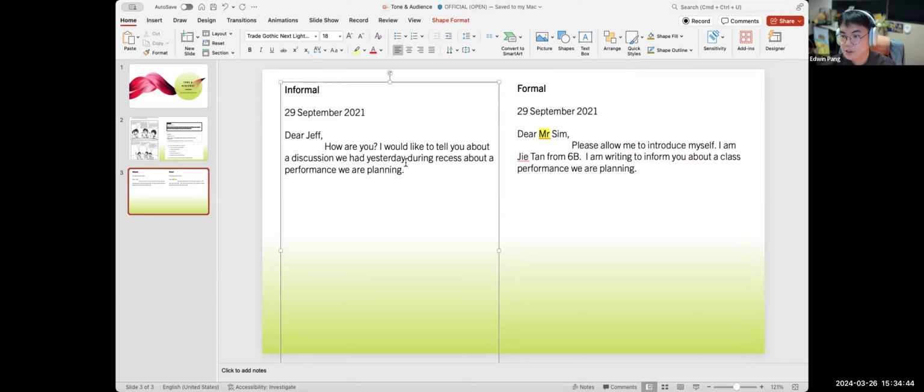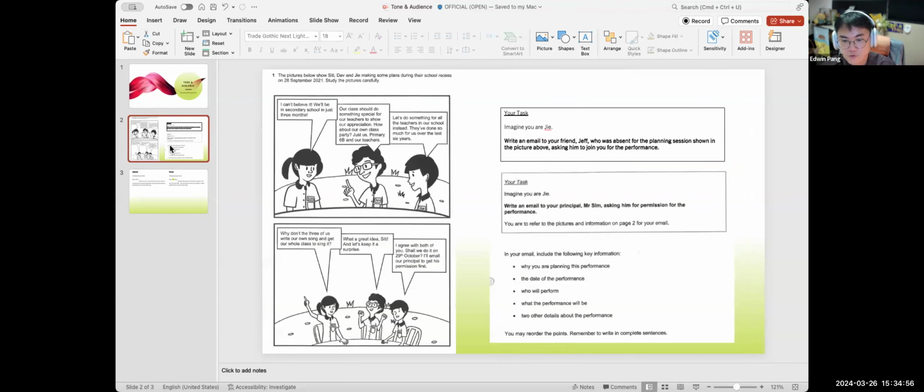Any questions at this stage? Actually, this is the more important paragraph already. The rest is just listing out the information. But any questions so far? No, okay, good. Let's go on to the second paragraph. So second paragraph will include things like why you are planning this performance, the date of the performance, who will perform, what the performance will be, and all of that, okay?